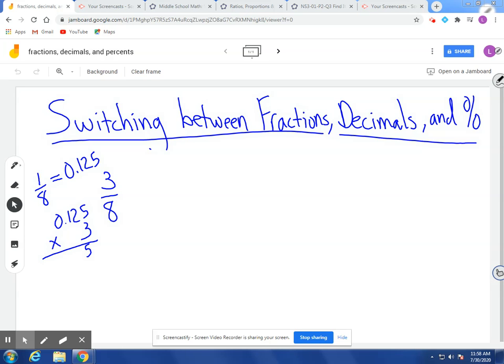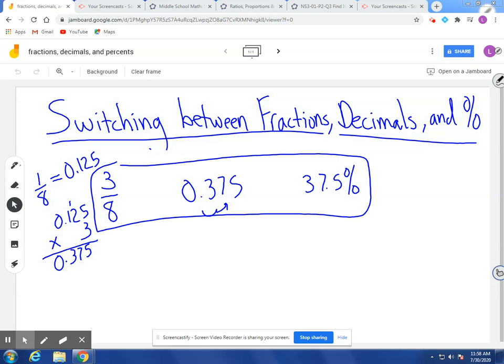And so we'll get 5, carry the 1, that becomes 6 plus that 1 is 7, 3. And so now we've got 0.375 for the decimal equivalent. 0.375. Good. And if we need to go from a decimal to a percent, we just bump the decimal over 2 spots and we're done. 37.5%. And so there's one set of equivalencies between fractions, decimals, and percents.